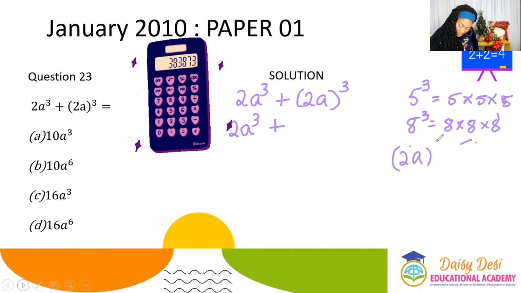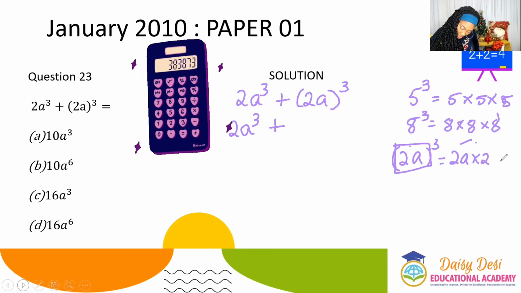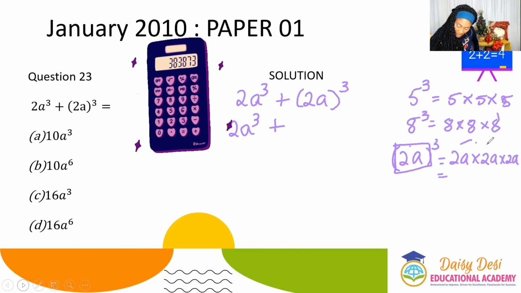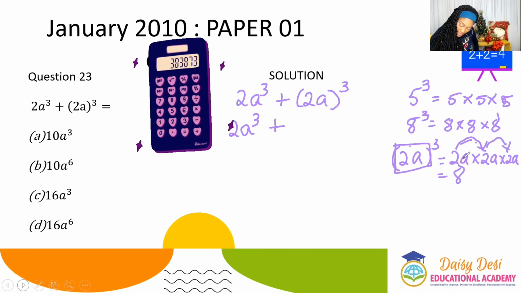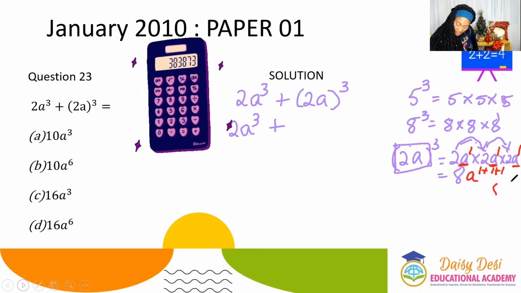2a cubed, it means everything in here has to be multiplied by itself 3 times. Okay? So that's 2a multiplied by 2a multiplied by 2a. Now 2 multiplied by 2 is 4, and 4 multiplied by 2 is 8. And looking at the a's now, they're all of the same base, and we are multiplying, and they're all to the power of 1. So you have to add the powers. You're adding all the powers. So that's 8a to the power of 3.